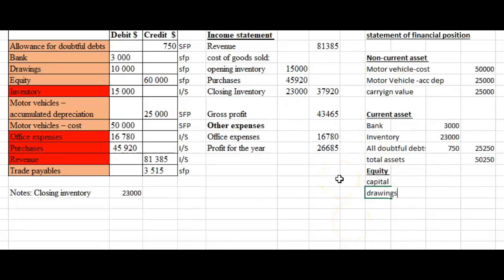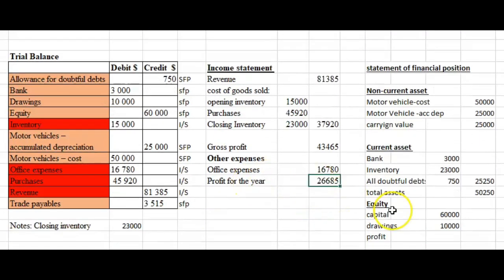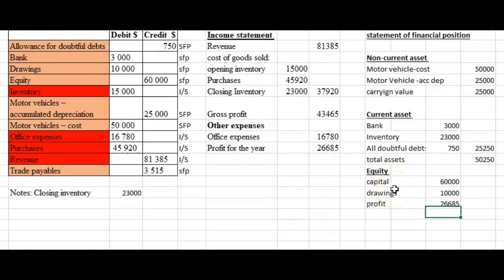After total assets, we move on to the equity section of the statement of financial position. In the equity section, we start with the opening capital, which in this example is 60,000. From this, we deduct drawings of 10,000 and then add the profit for the year, which we calculated in the income statement as 26,685. So we are basically calculating the closing capital, or closing equity, using this simple formula. Opening capital minus drawings, plus profit equals closing equity.